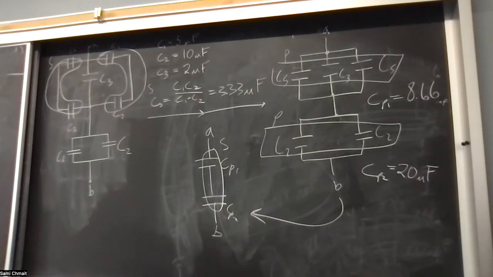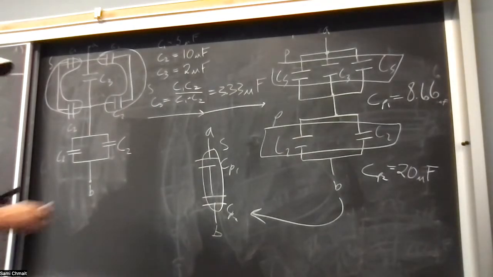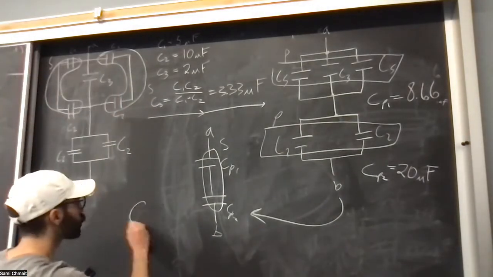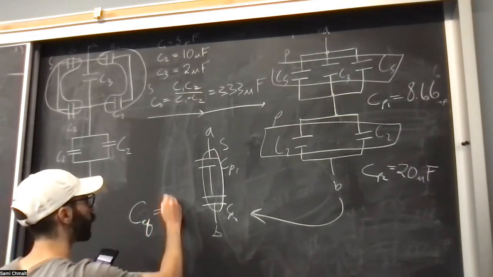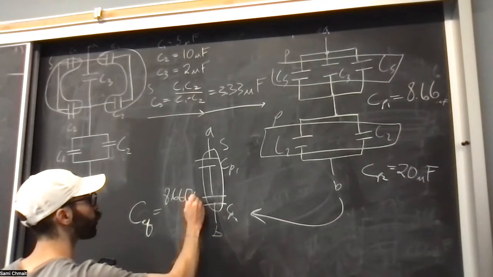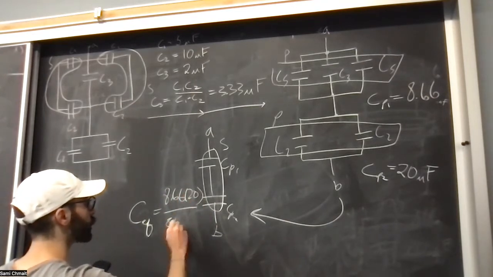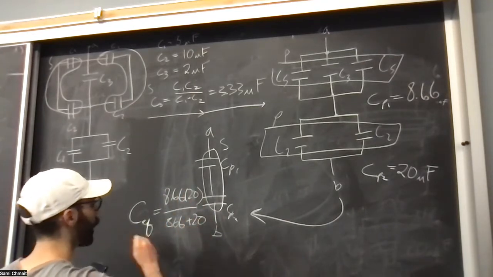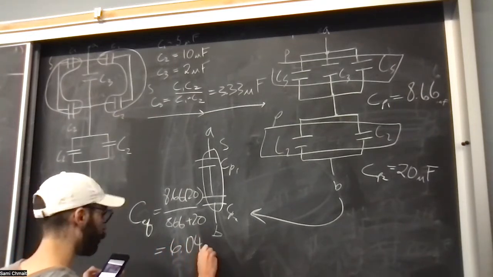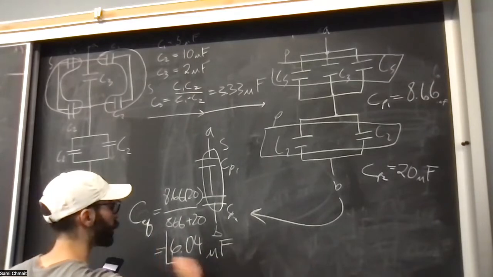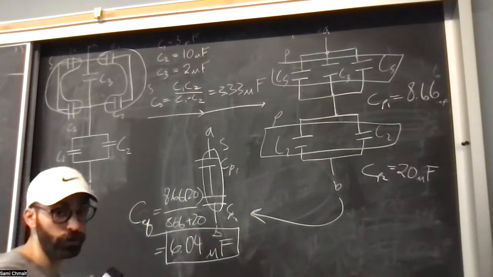Again, for a system in series, all we have to do is that inverse addition. When there's two, we can do the quick way. So the equivalent capacitance is equal to 6.6 times 20 over 6.6 plus 20. And that whole thing comes out as 6.04 microfarads. And that's your answer. That's the equivalent capacitance of this whole system.